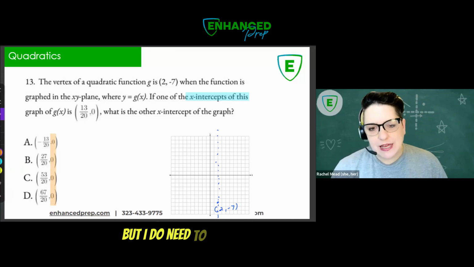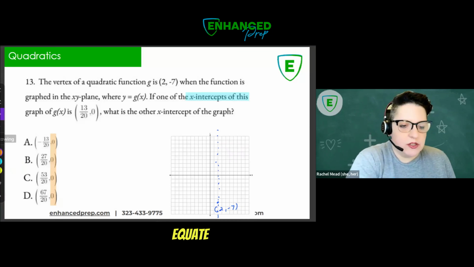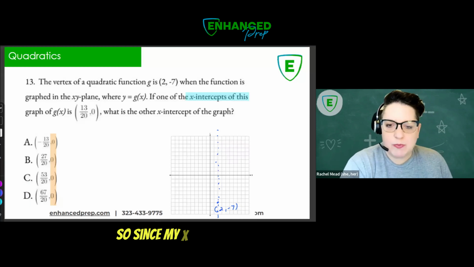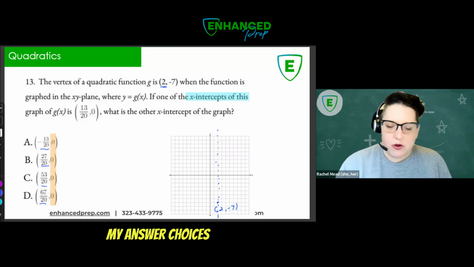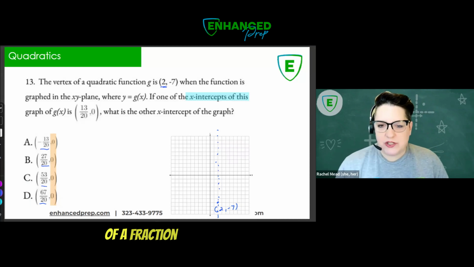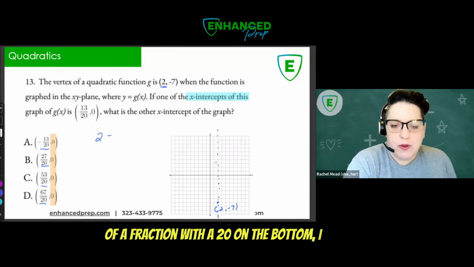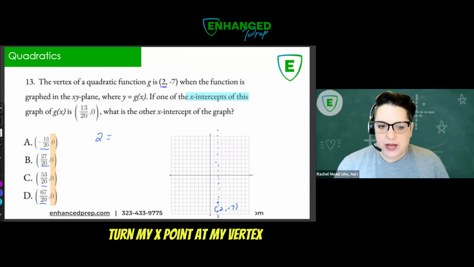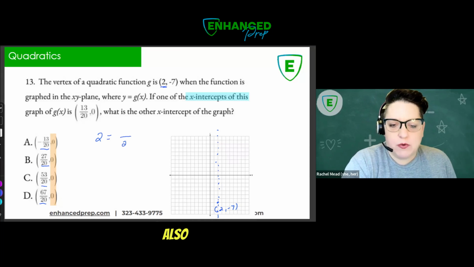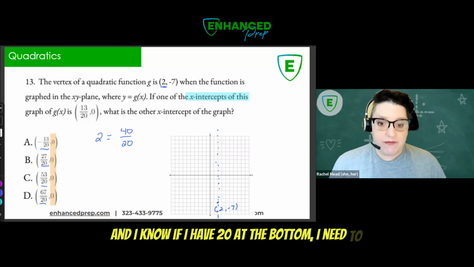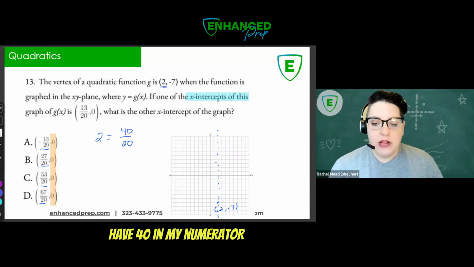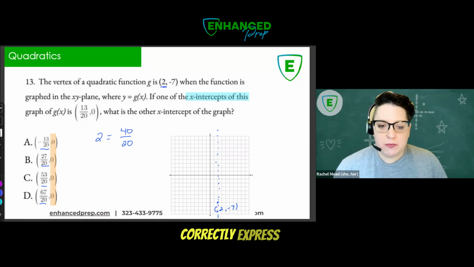But I do need to get this in a way that I can equate it to each other. Since my x point is currently 2, but all of my answer choices are expressing this in terms of a fraction with a 20 on the bottom, I want to turn my x point at my vertex into a fraction that also has 20 at the bottom. And if I have 20 at the bottom, I need to have 40 in my numerator in order to correctly express 2.